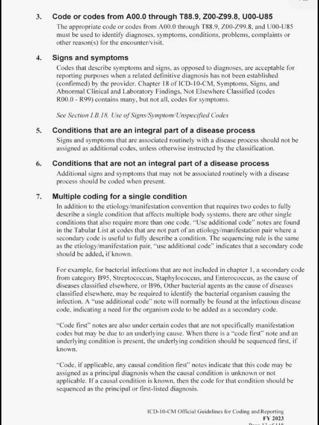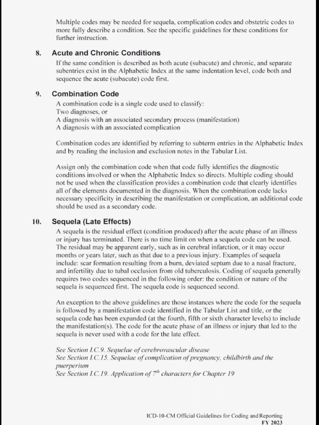"Code first" notes are also under certain codes that are not specifically manifestation codes but may be due to an underlying cause. When there is a "code first" note and an underlying condition is present, the underlying condition should be sequenced first, if known. "Code, if applicable, any causal condition first" notes indicate that this code may be assigned as a principal diagnosis when the causal condition is unknown or not applicable. If a causal condition is known, then the code for that condition should be sequenced as the principal or first-listed diagnosis. Multiple codes may be needed for sequela, complication codes and obstetric codes to more fully describe a condition. See the specific guidelines for these conditions for further instruction.